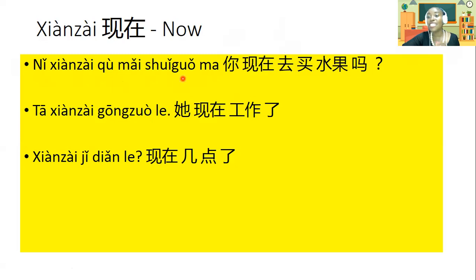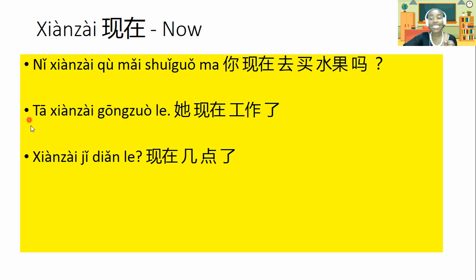你现在去买水果吗? Now, assuming you want to ask the same question to somebody else, but not fruits, maybe something else like bread. How do we say bread? 面包. So assuming you want to ask somebody, are you going to buy bread right now? You can ask, 你现在去买面包吗? So you just replace 水果 with 面包. Such a useful sentence.